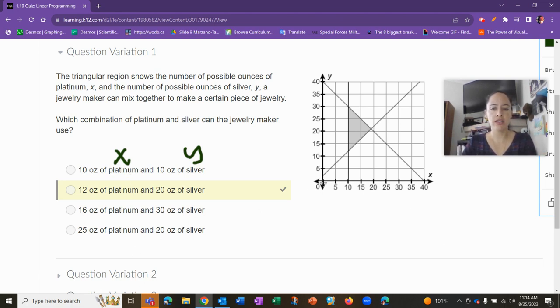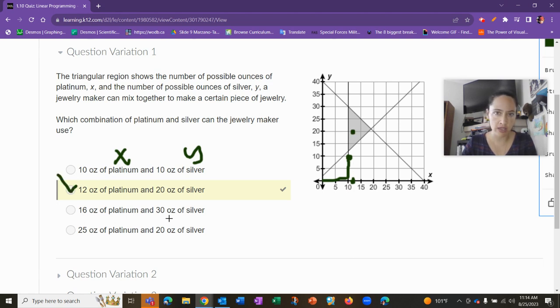Remember, we go this way first. Let's go over to 10. And let's go up to 10. Oh, see? So we go up to 10. Nope, it's not in the feasible region. It's not a solution. 12 and 20. 12 is like between 10 and 15, right? It's like somewhere in here. So we go up and we go up to 20. So somewhere right here. Yep, we're done.